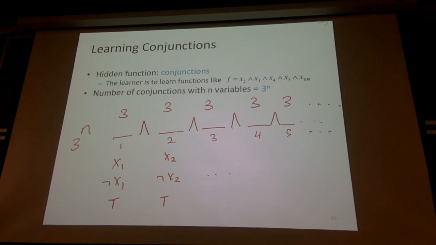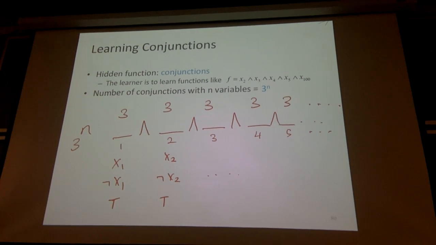And that's why if you don't have negations, you are right. If there are no negations, that means this option gets deleted. So you get only 2 options, 2 ways to fill a slot. Either the variable is present or it's absent. So there are 2 options for each slot. So the number of conjunctions is 3 power n. The number of conjunctions with n variables is 3 power n.